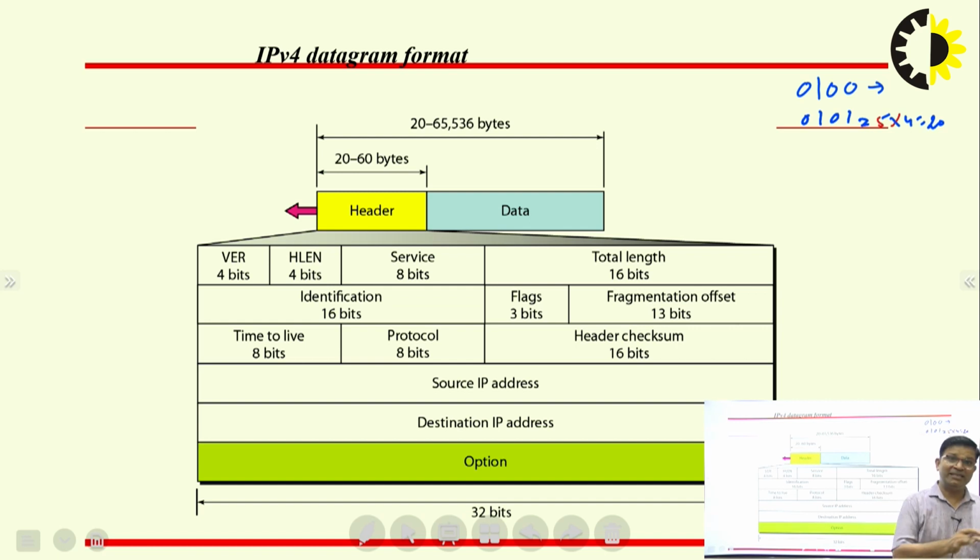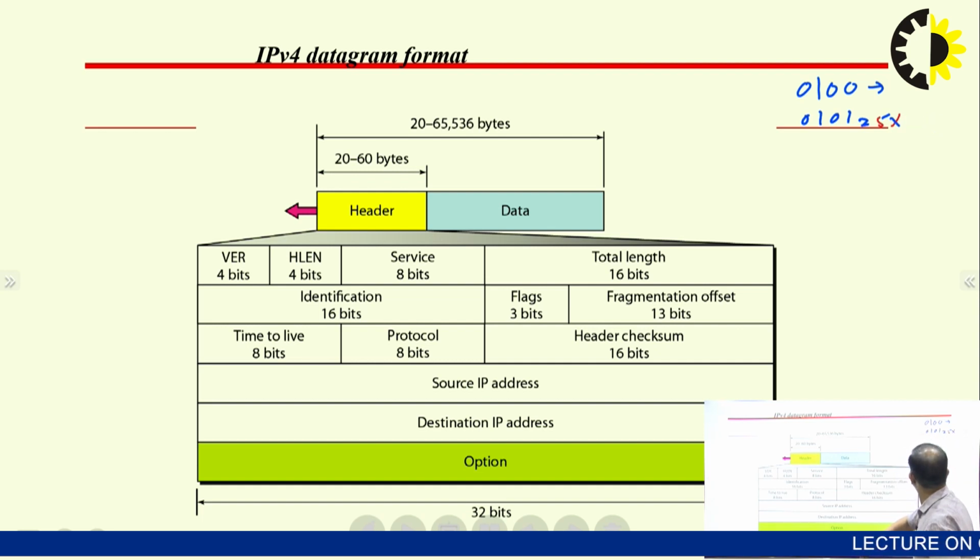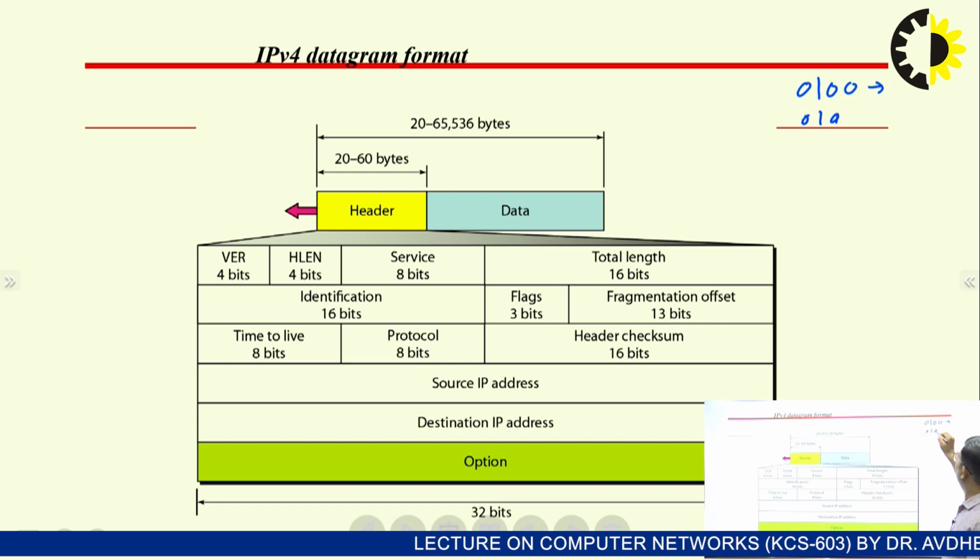If it is less than this, then the frame is again corrupted. We cannot accept a corrupted frame for further delivery. Okay. If the HLEN is more than this, suppose we keep the HLEN as 110.